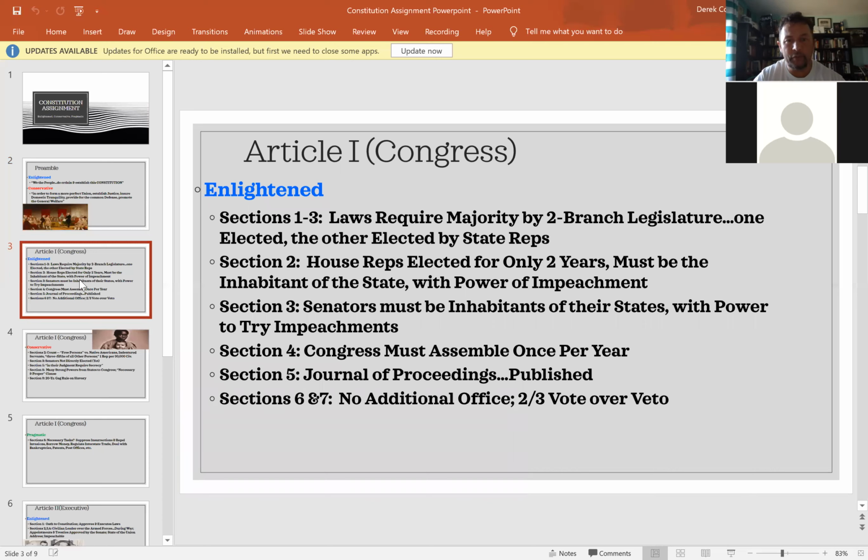So sections 1 through 3, laws require a majority by a two-branch legislature. The reps are to be elected in the House of Reps in the lower house. Remember, in the Senate, they were to be chosen by the state legislatures. So it wasn't purely representative democracy with the legislature, right? The citizens would vote for their rep, their voice. And then you had those who had disagreement. To what extent, right, were the conservatives, right?